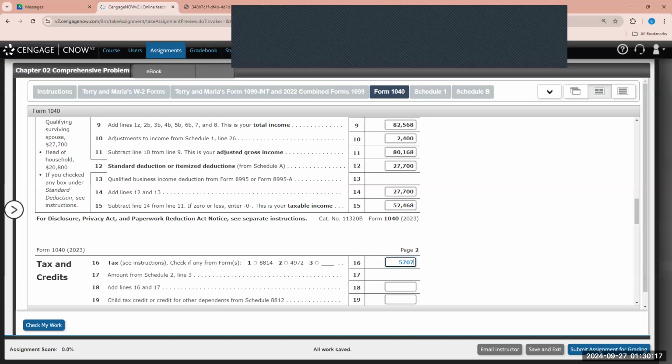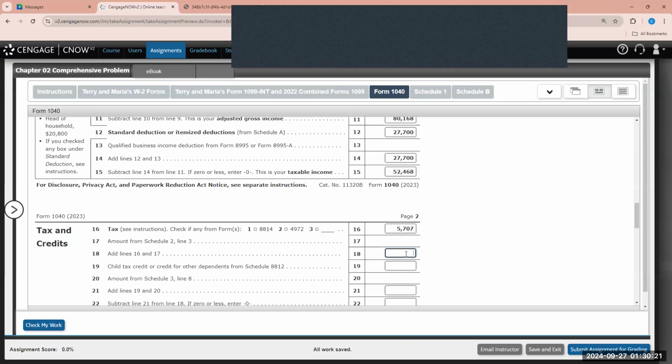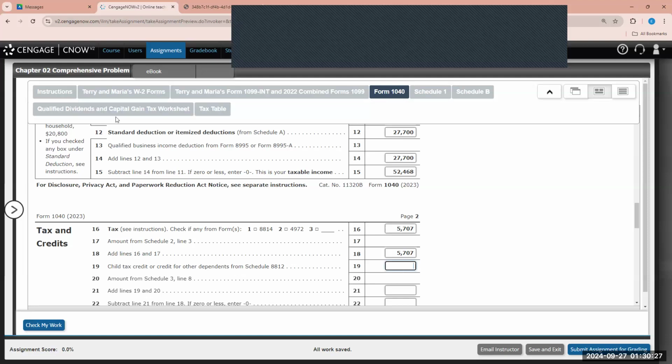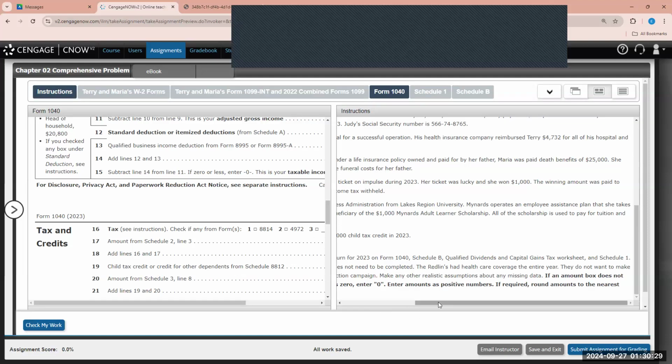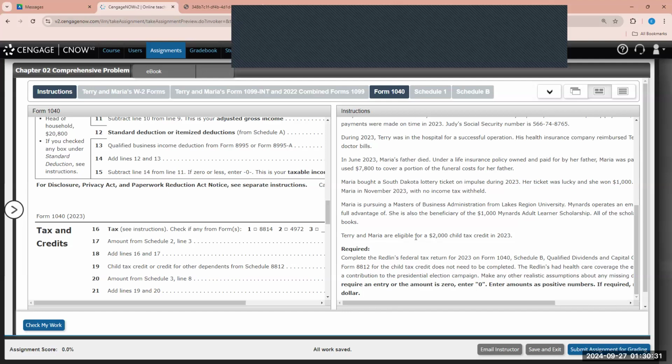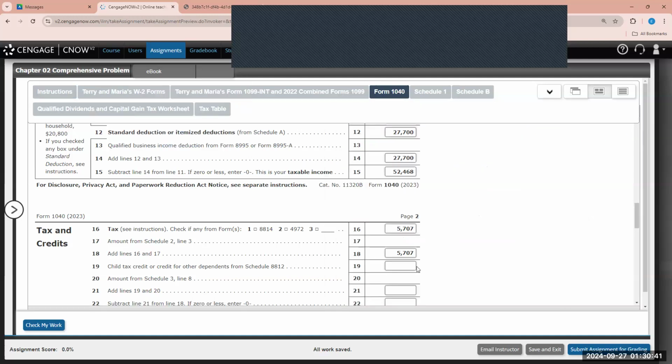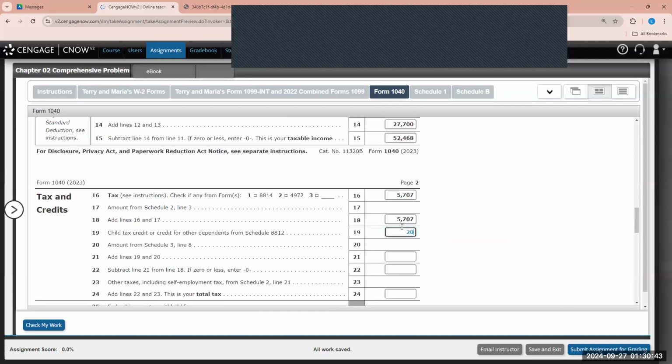From there, we factor in some credits. So we scroll down. We add lines 16 and 17. And then it asks us the child tax credit. Based on the fact pattern, it lets us know that Terry and Maria are eligible for the $2,000 child tax credit. Form 8812 for the child tax credit does not need to be completed. So we input the $2,000.